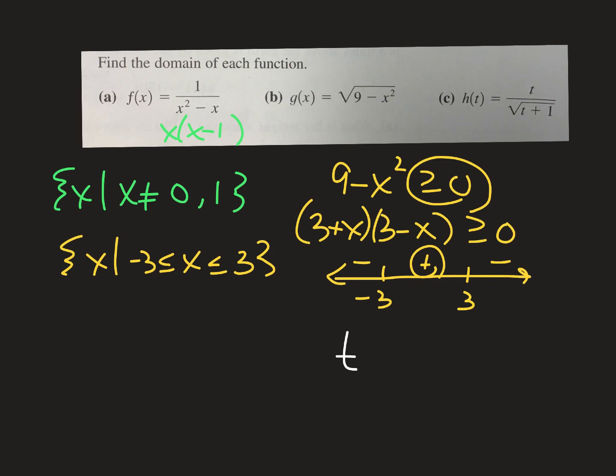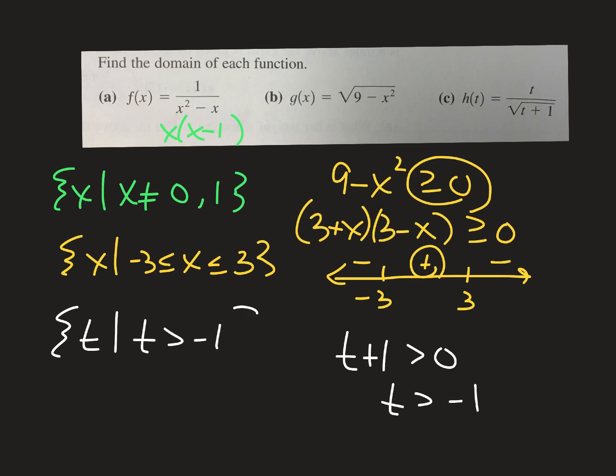So I'm going to take the t plus 1 out. And this time, instead of saying greater than or equal to 0, I'm going to say greater than 0 because it cannot equal 0. So if I move that 1 over, t's got to be bigger than negative 1. So there's my domain. I'm going to put all t such that t is greater than negative 1. As long as t is greater than negative 1, you're good to go. And that's it. All right, that's quite a bit of stuff.